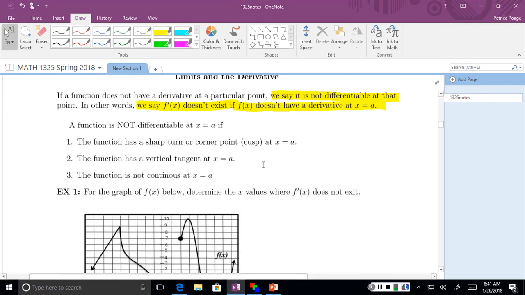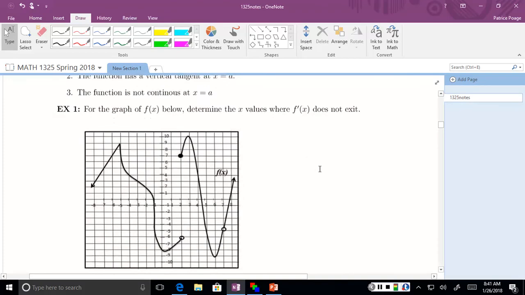Okay. So reading from left to right, what's the first x value we come to that does not have a derivative? -5. So f prime of -5 does not exist because it's a corner point. It's a sharp turn. It's a cusp. Going from left to right, what's the next x value we come to that the derivative does not exist? -1. At f of -1, that derivative does not exist because it goes vertical on us. There's undefined slope.